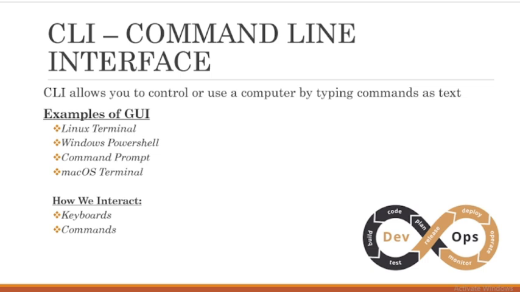The input device we use mainly with the command line interface is the keyboard, with all the alphabet keys. We use the keyboard throughout the command line interface. And the question is, how do we interact? We interact with the computer through keyboards. So we type text to instruct the computer to do whatever we want it to do for us.